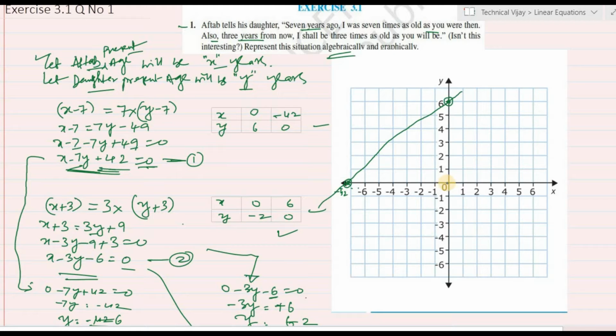Y is equal to minus 2, this is minus 2, here this is 1 point, and when x is equal to 6 here, y is equal to 0, so y is equal to 0. So this is one line. This we have represented algebraically and graphically. Okay, this is the solution. So we will go for the next question.